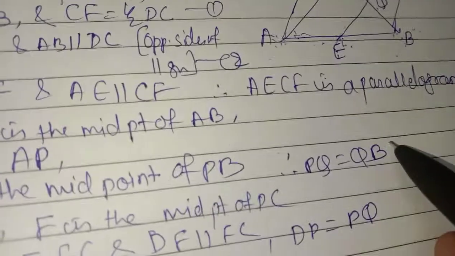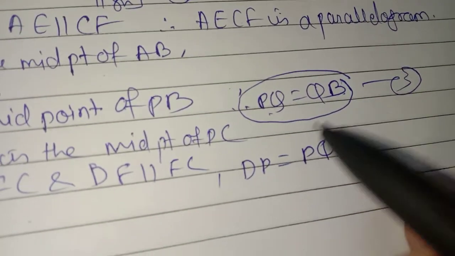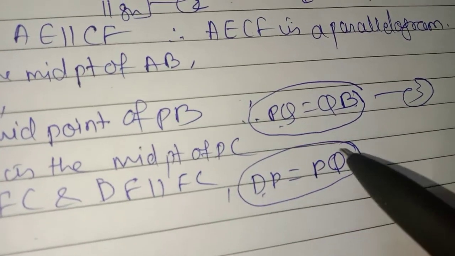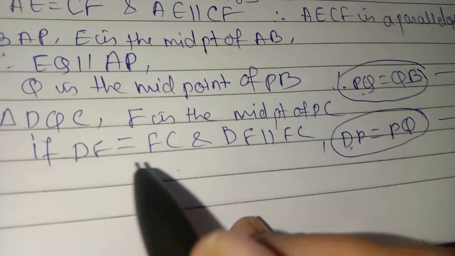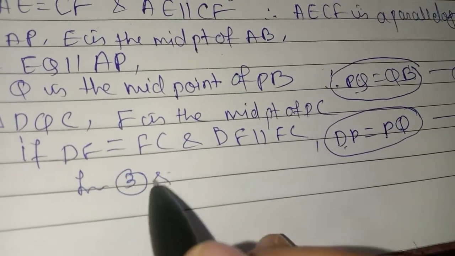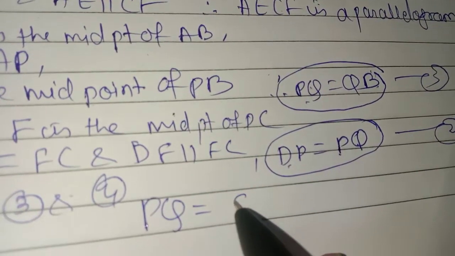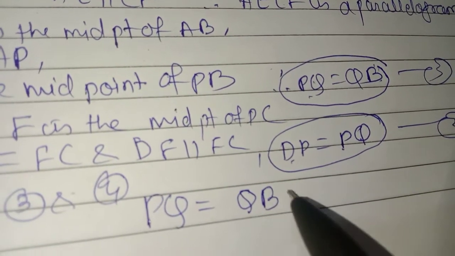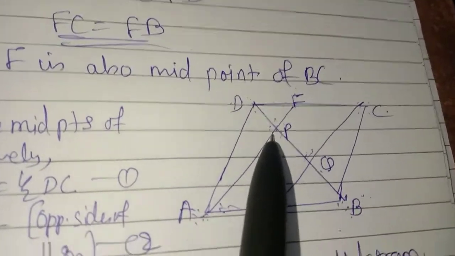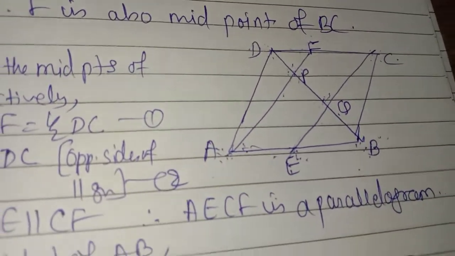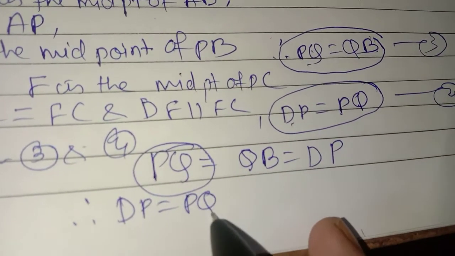Okay, from here you see the third condition, it is given as PQ is equal to QB, and DP is equal to PQ. So PQ is the common side from those two conditions. So we can write from 3 and 4, PQ is equal to QB is equal to DP. PQ will become common. So we can say that PQ is equal to QB, or we can write therefore our requirement was DP is equal to PQ is equal to QB.